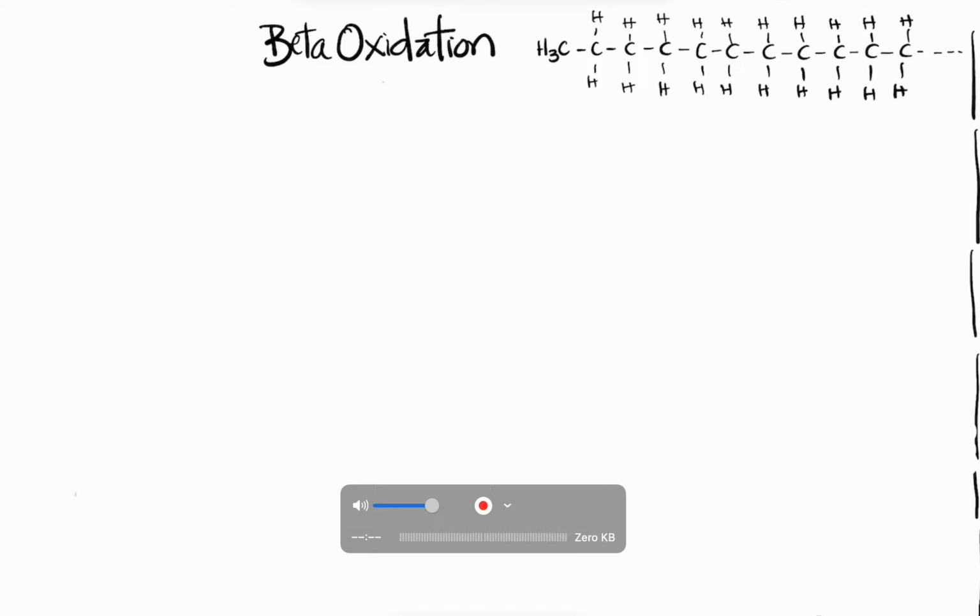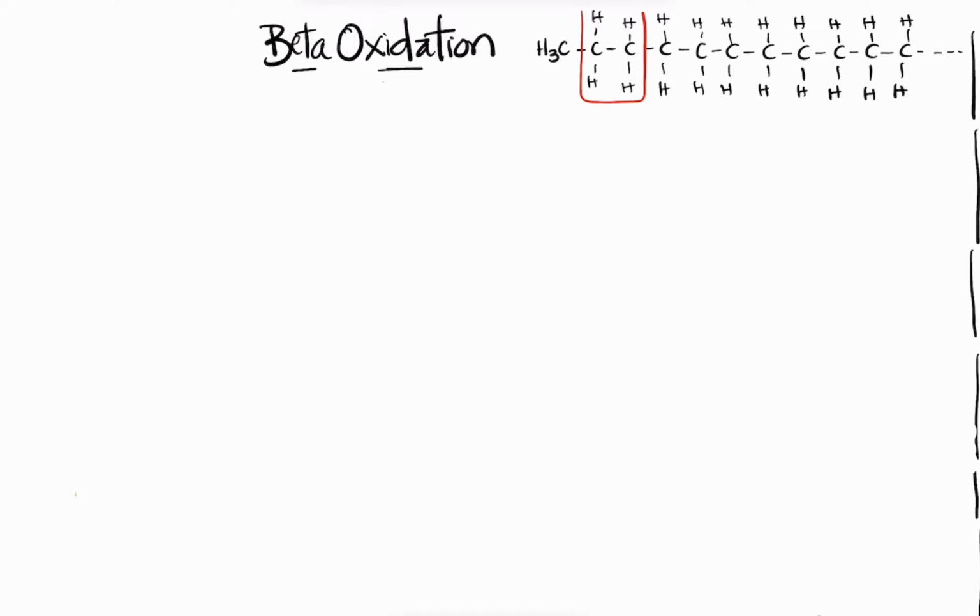This video is a review of beta oxidation. Beta oxidation is the oxidation of a long fatty acid chain. Beta technically means the second carbon, and then oxidation is the loss of an electron. So beta oxidation is going to strip off 2 carbons at a time and get energy out of them. That's the process of beta oxidation.